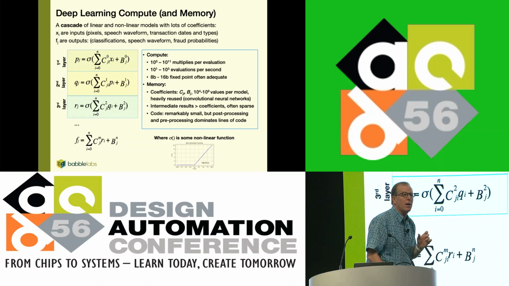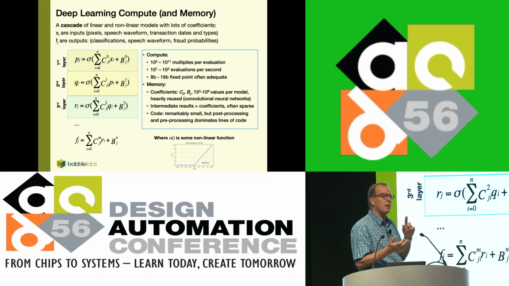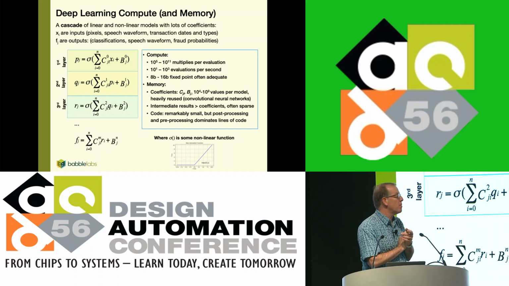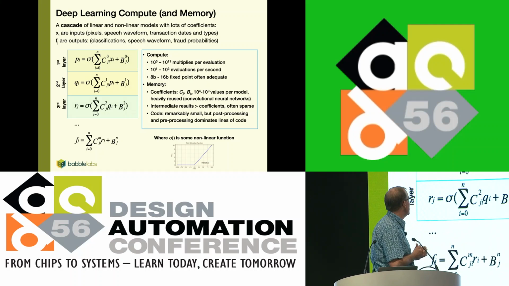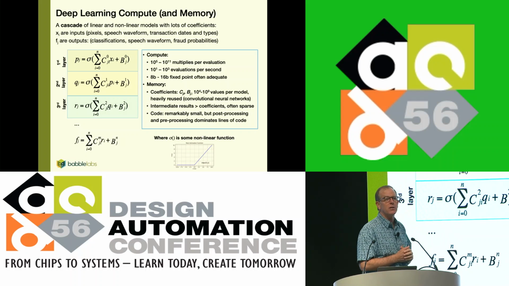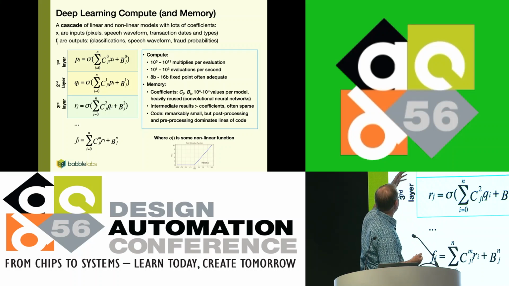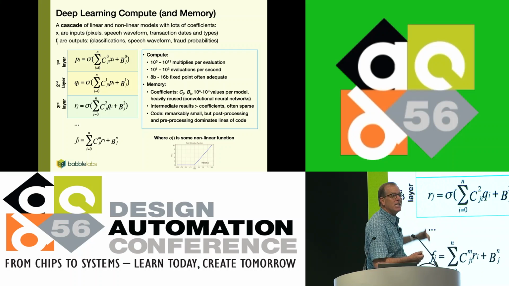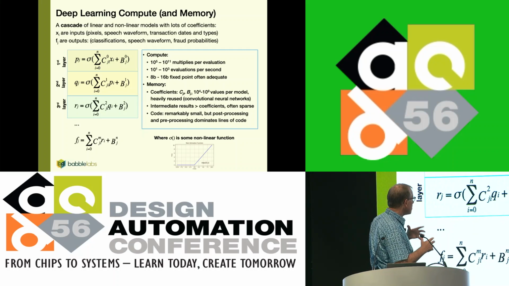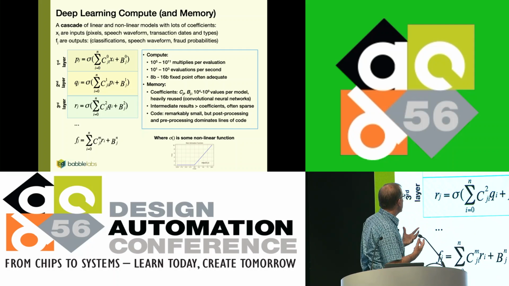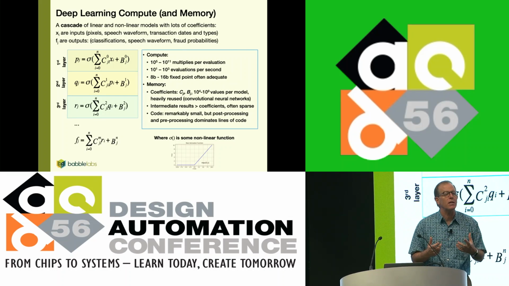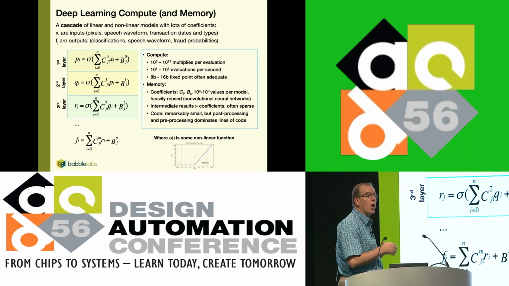The memory is really dictated by the size of the model, how many coefficients are used, and what's the size of all of that intermediate storage, which is in some ways related to the size of these layers. The intermediate results are often larger than the size of the coefficients. That's particularly true in some kinds of convolutional neural networks. But interestingly, the code size for these applications is typically quite small, at least for the neural network itself.